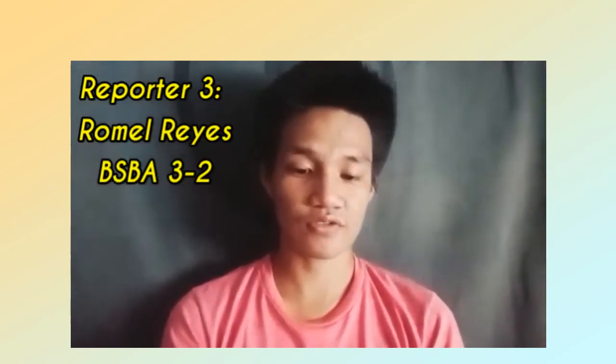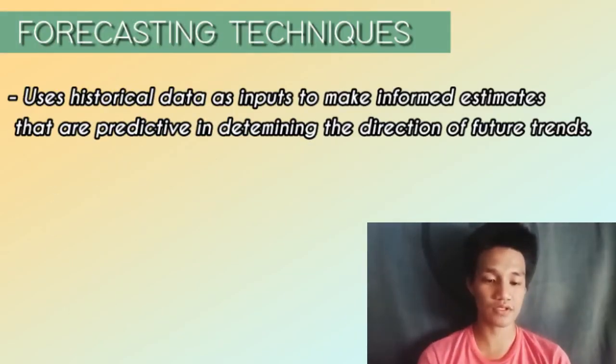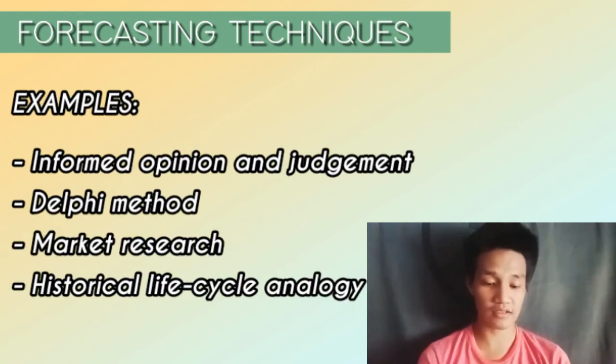Forecasting techniques use historical data as inputs to make informed estimates that are predictive in determining the direction of future trends. Businesses utilize forecasting to determine how to allocate their budgets or plan for anticipated expenses for an upcoming period of time. Forecasting technique examples are informed opinion and judgment, the Delphi method, market research, and historical life cycle analogy.